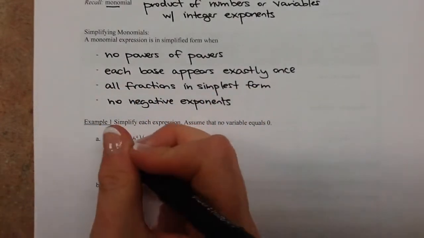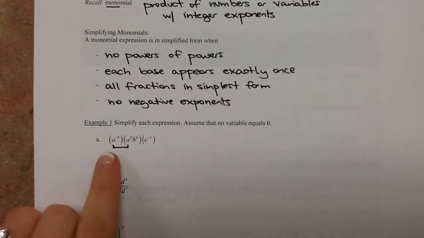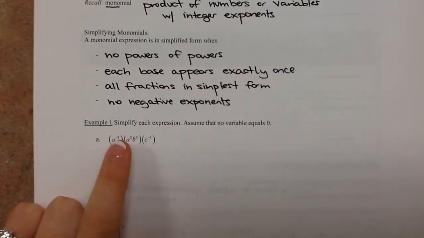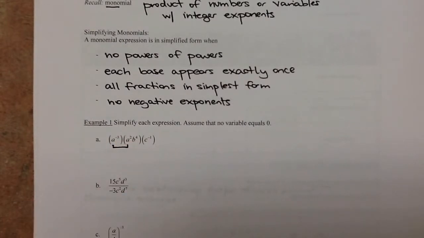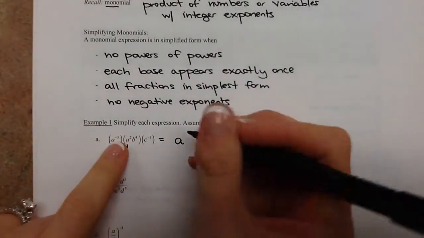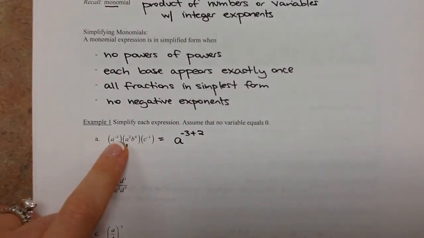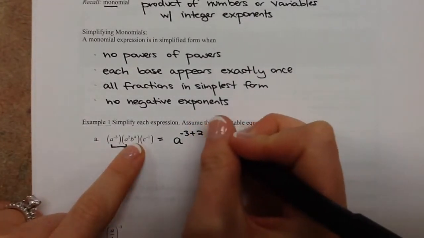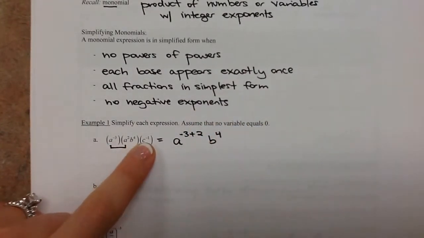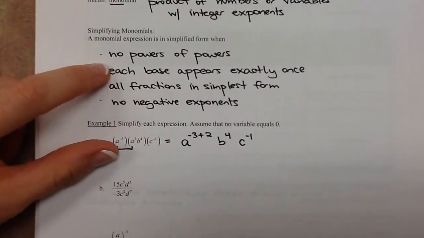Okay, so we've got this A, and this A appears more than one time. So when you have two separate bases with different powers, our first property on the front tells us that we add them. So for A, we add these exponents together, and we have -3 plus 2. We'll simplify that in a moment. B to the fourth, so B only appears once, C only appears once. Okay, so we're just kind of going through and checking these items off the list.